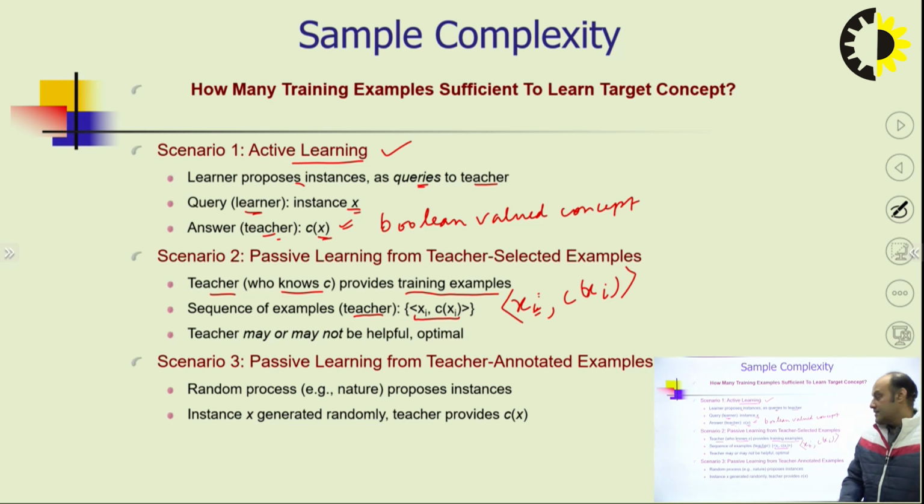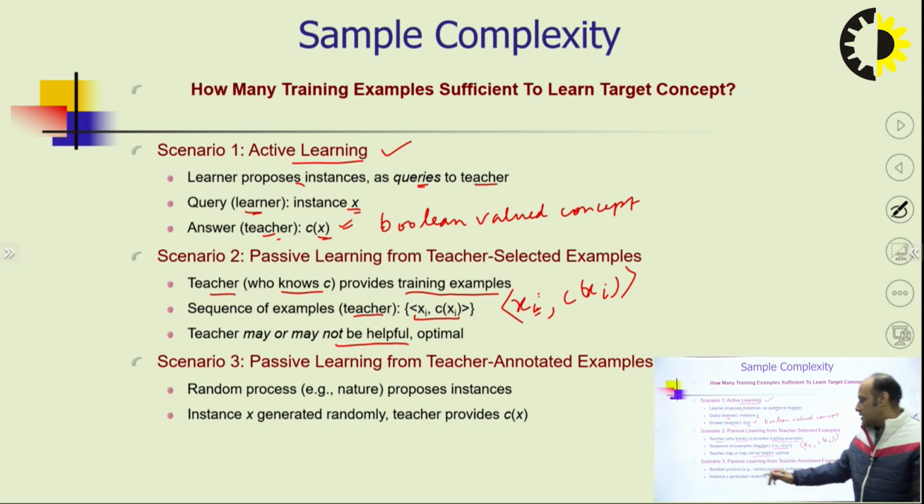The teacher may or may not be helpful in this passive learning. If a student is interested, then he can ask the teacher. Otherwise, he or she can learn from the environment. So the teacher may or may not be helpful.